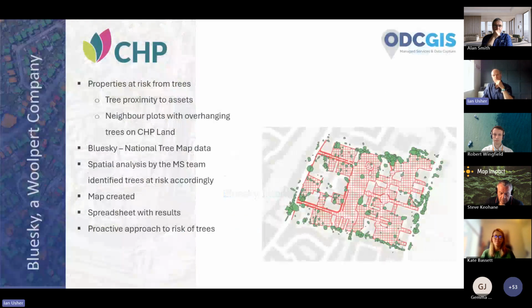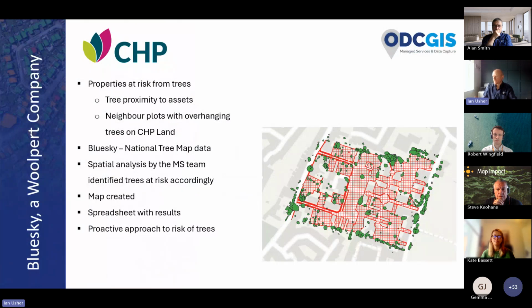So just to touch on, I've got one of these after each partner, to provide an example of where we've helped organisations. So CHP invested in National Tree Map to better understand the risk to their assets from trees. The goal was to identify not just the trees on their land, but also trees on neighbouring properties that could impact their own assets.